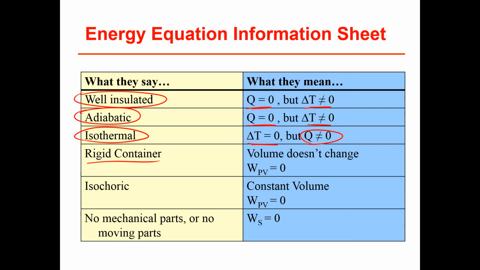A rigid container just means that the volume doesn't change. So the PV work due to pressure change or volume change is going to equal 0 for the closed system. Isochoric is also a rigid container. That's just a fancy way to say constant volume. And no mechanical parts, no moving parts, we just mean that the shaft work is equal to 0. So there's no turbine or pump or things like that going on.